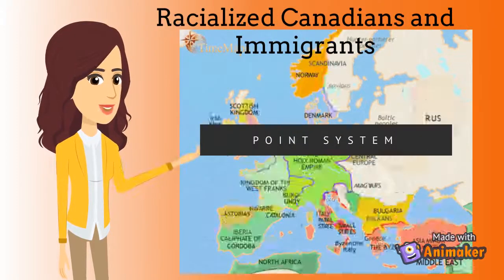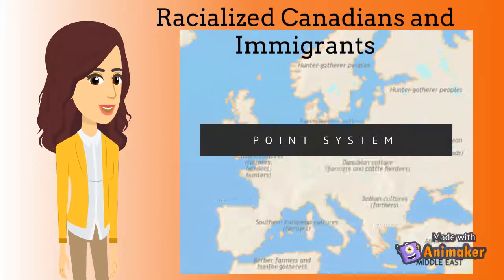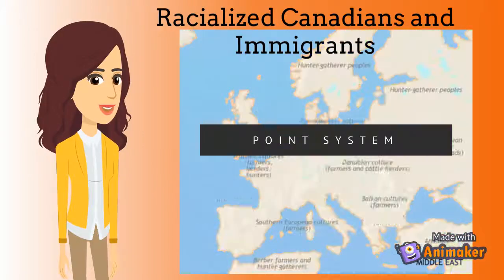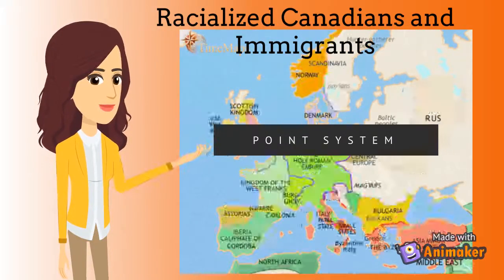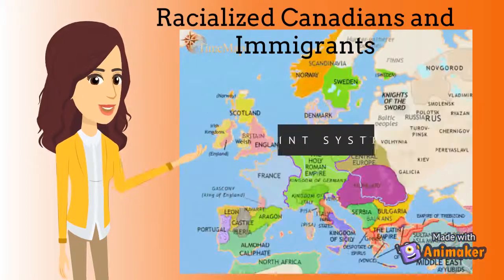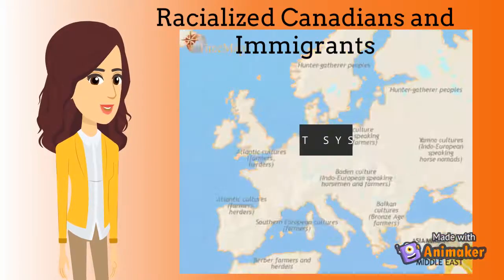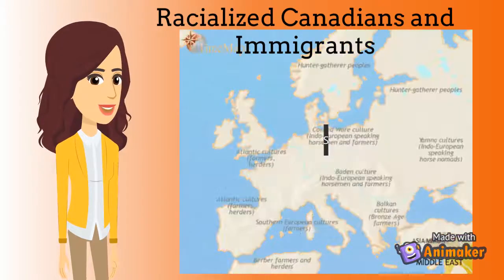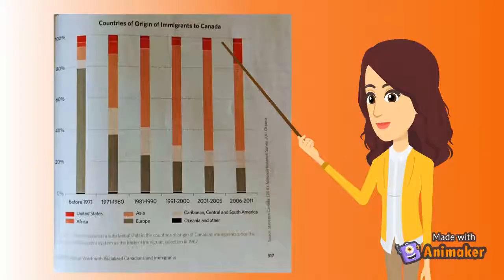Not until 1967 must immigrants qualify based on education, work experience, language proficiency, and age. Country of origin was no longer an explicit criterion for the application process, thanks to the new legislation that introduced a system of immigration known as the point system. Here's the chart that shows the dramatic shift of Canadian immigration.